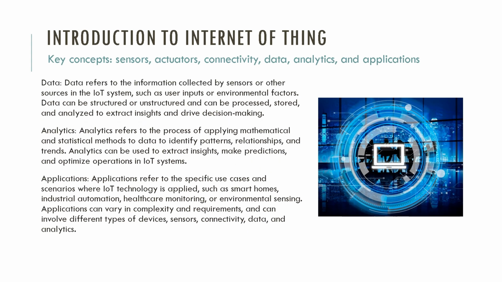Data. Data refers to the information collected by sensors or other sources in the IoT system, such as user inputs or environmental factors. Data can be structured or unstructured and can be processed, stored, and analyzed to extract insights and drive decision-making. Analytics. Analytics refers to the process of applying mathematical and statistical methods to data to identify patterns, relationships, and trends. Analytics can be used to extract insights, make predictions, and optimize operations in IoT systems.